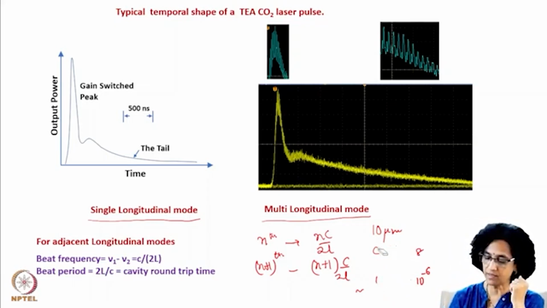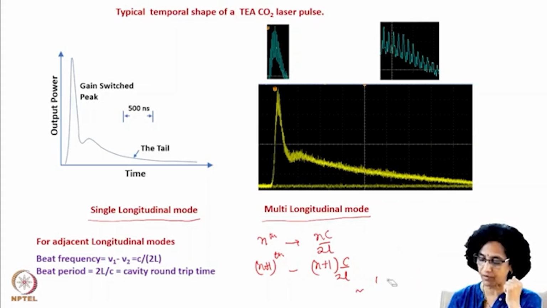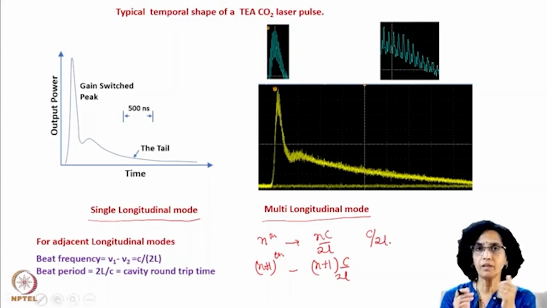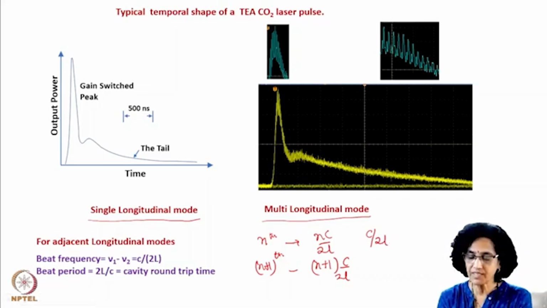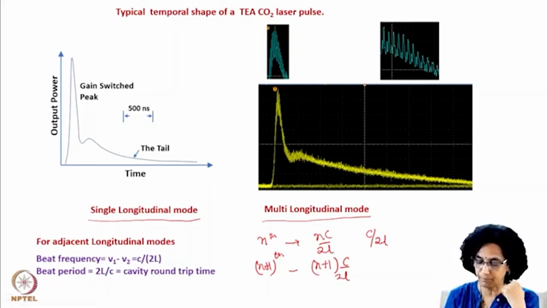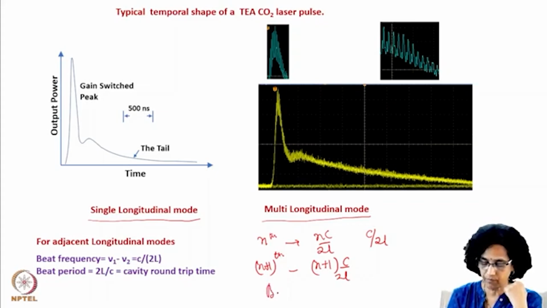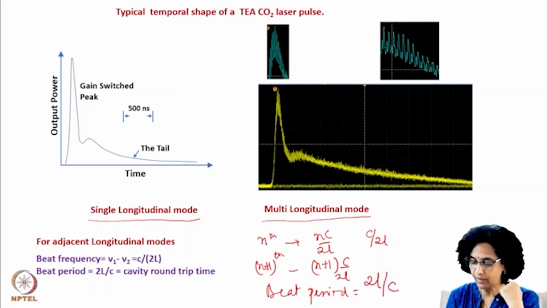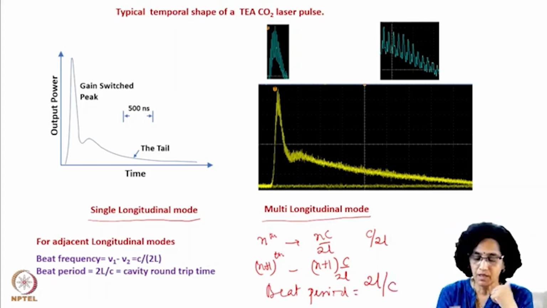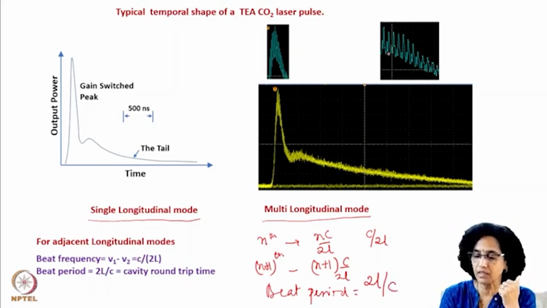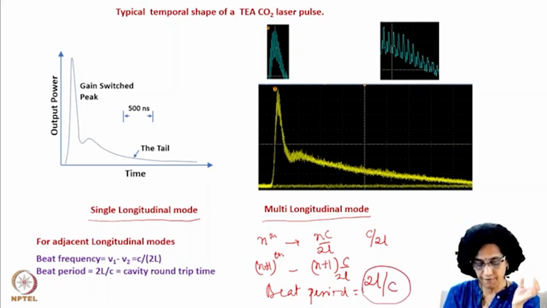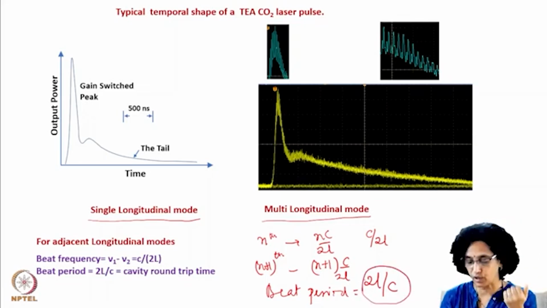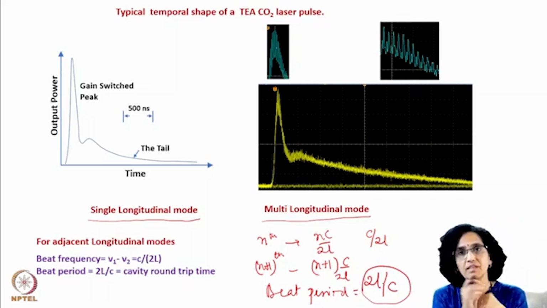The difference frequency is the cavity free spectral range, right? See, (n plus 1) minus n is c by 2L. That is the cavity free spectral range. And when we see in the time domain, the beat period is 2L by c, which is the cavity round trip time. So when you expand this, you will see that these oscillations bear a beat period, which, if they are adjacent longitudinal modes, is 2L by c.